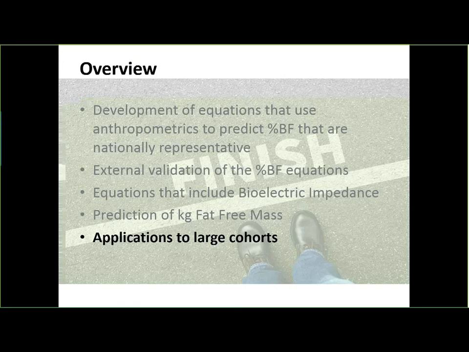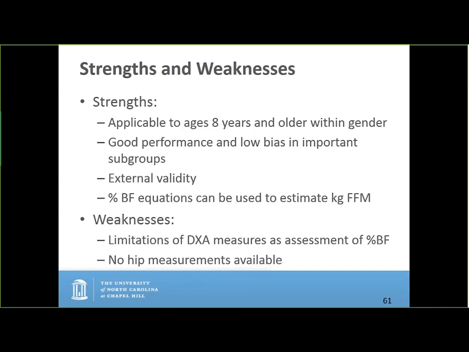Okay, so we're here at applications to large cohorts. The strengths of these new equations that we have developed are that they are applicable to ages 8 years and older within genders. They have good performance and low bias in important subgroups. They have been shown to be reasonably externally valid, and the percent body fat equations can be used to estimate kilograms fat-free mass.